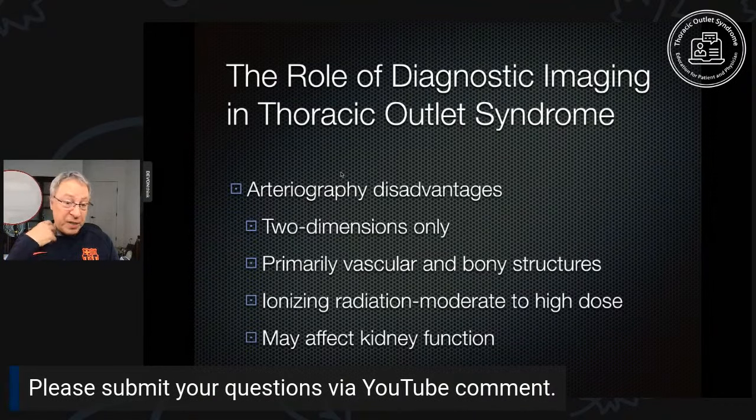The arteriography disadvantages are just like an X-ray. It's only two dimensions. We can't see in front and in back. We can see side to side, top to bottom. It shows us the vascular structures, the arteries or the veins, and the bony structures, but it doesn't show the soft tissues very well. It gives you ionizing radiation, or the radiation you get from an X-ray, but it's a moderate to high dose of it.